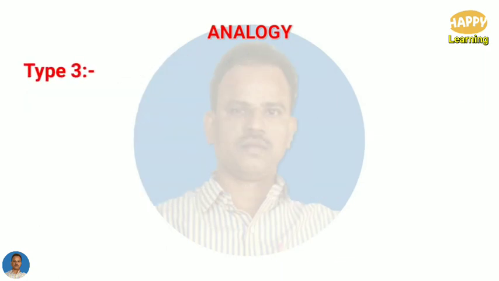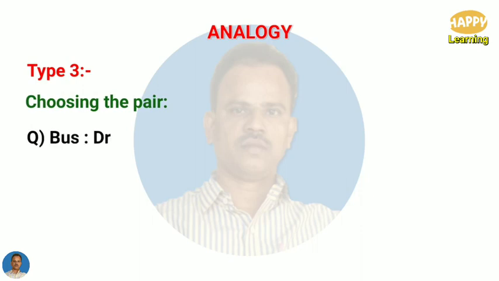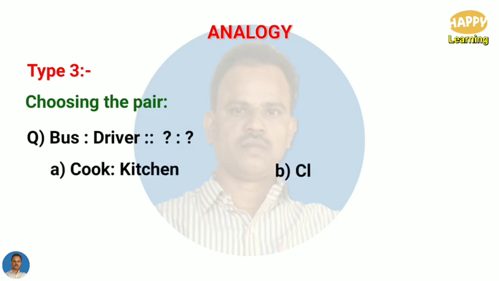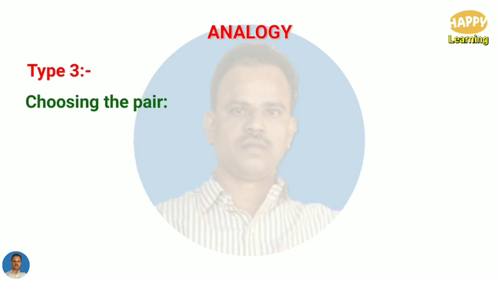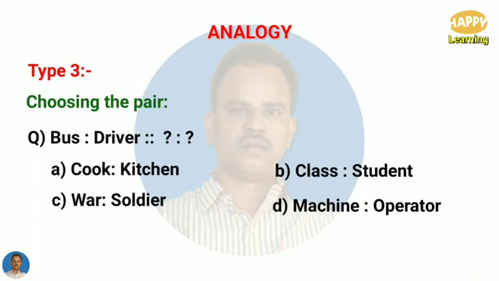Type 3. Choosing the pair. Question. Bus is proportionate to driver as dash is proportionate to dash. The options are cook, kitchen, class, student, war, soldier, machine, operator. See, bus, driver. Bus is operated by the driver. Bus is driven by the driver.